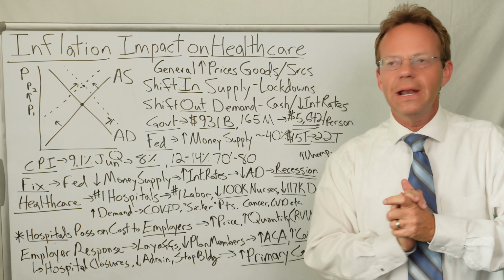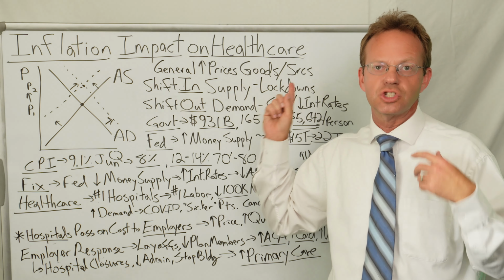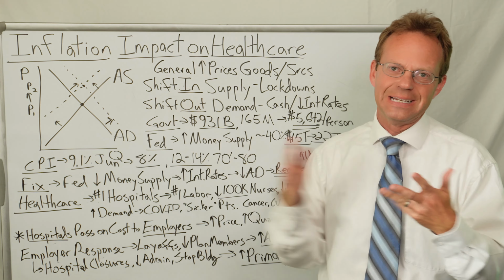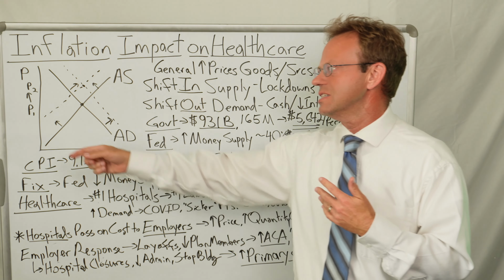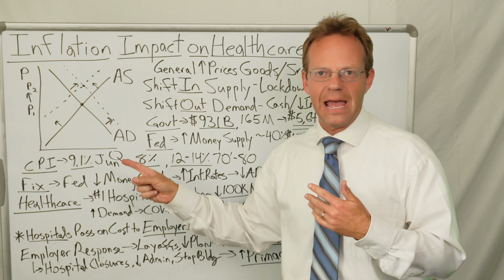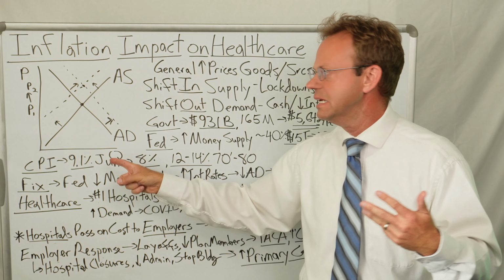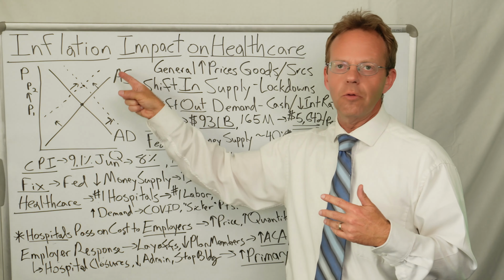Okay, first of all, what is inflation? It is a general increase in prices of goods and services. Now, of course, we have to have a graph of supply and demand if we're going to talk about finance and economics. So whenever you do this, you draw an X and Y axis. On the Y axis, you put price, and on the X axis, you put the quantity. And then you have a downward sloping demand curve and an upward sloping supply curve.